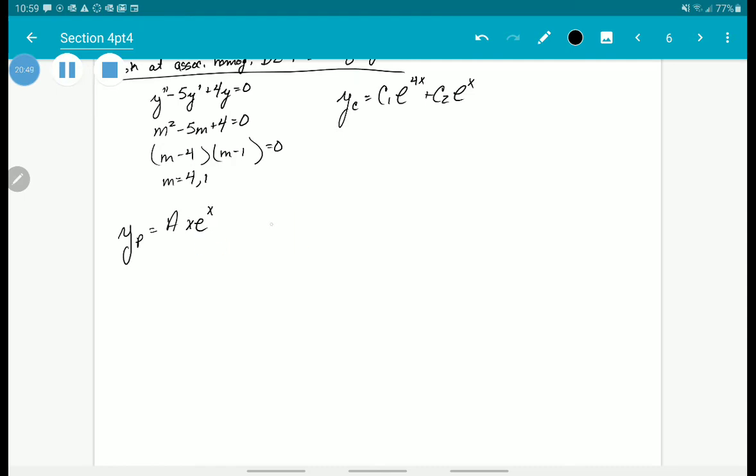Now let's see what happens if we apply this. So our yp prime, this would be product rule. First derivative of the second plus second derivative of the first. And then the derivative of the second term is just a e to the x. Combine some like terms here.